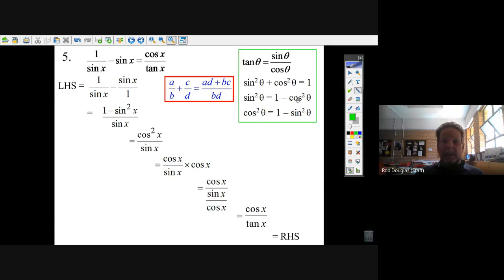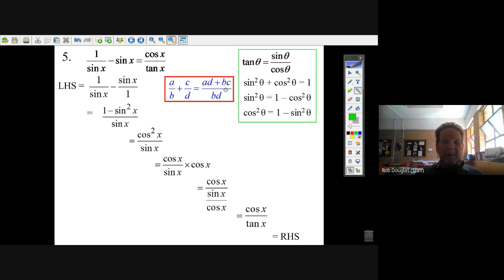These are your rules that you have: that tangent is sine over cosine, that sine squared plus cos squared is 1, and therefore, sine squared is 1 minus cos squared, and cos squared is 1 minus sine squared. Those are all the things that you have to work with. Sometimes, and it comes up a lot in these, being able to work with fractions is the key. What I do is I take sine x and I write it as sine x over 1.